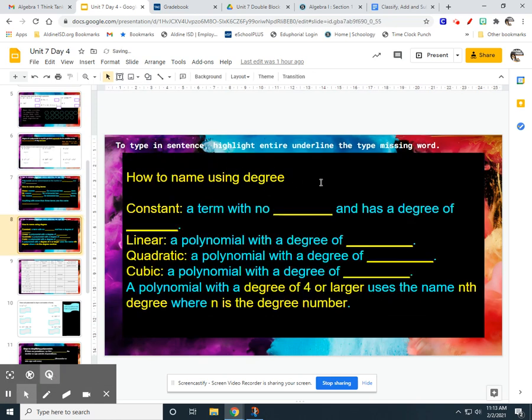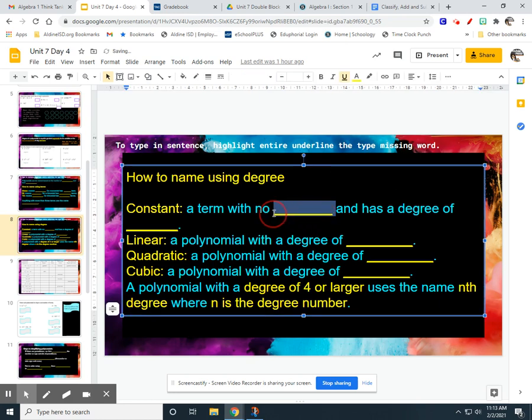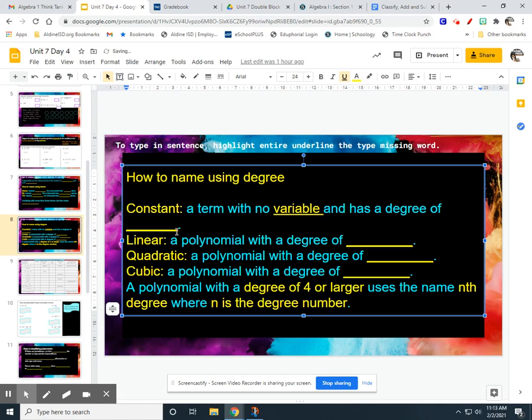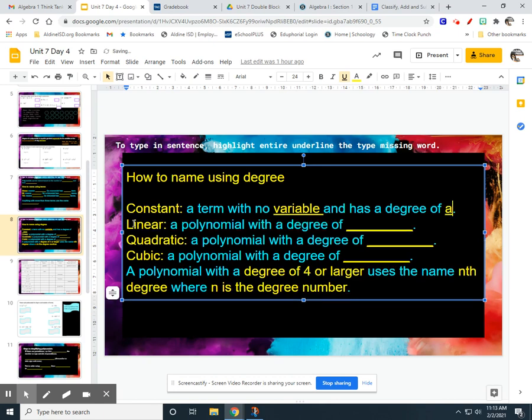Again, we're going to highlight the entire underline to be able to type in the missing word. How to name using a degree. So a constant is a term with no exponent, no variable, and has a degree of 0, because there's no variable, there's no exponent, so it has a 0.